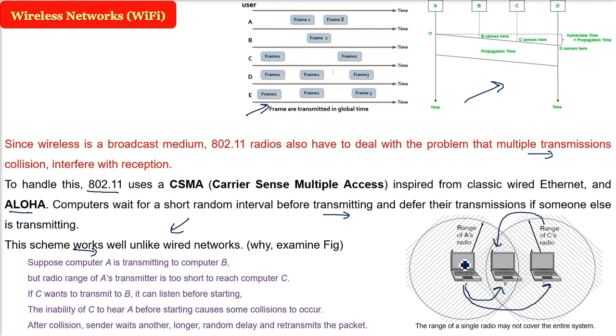But if C starts transmitting, and you know already A has started transmitting, there will be collision. So once this collision happens, what will happen? C has started sending, A was already sending. Because A and C are not in range, there will be collision. What is the solution? Here, the sender will wait for a random time, and it will retransmit the packet.